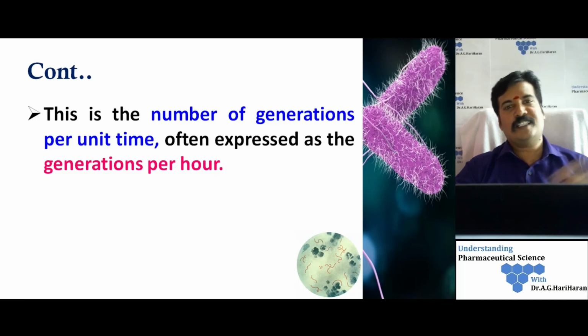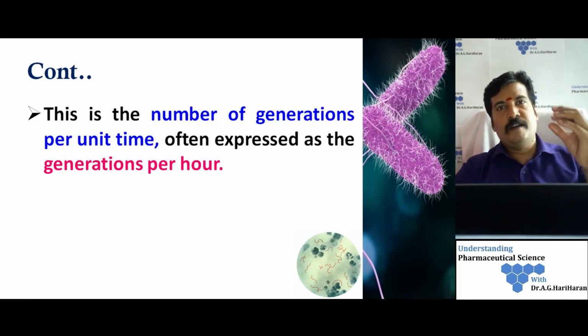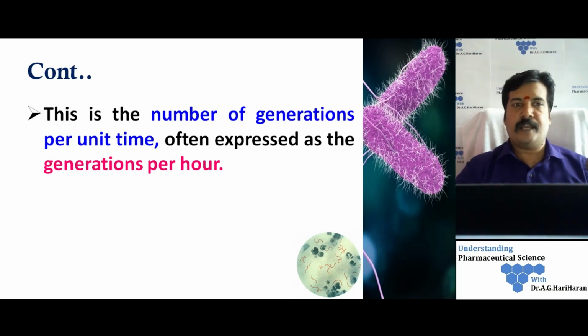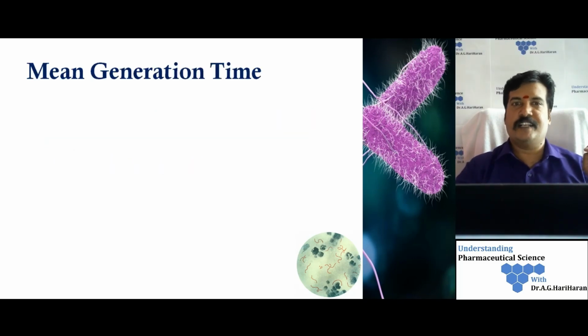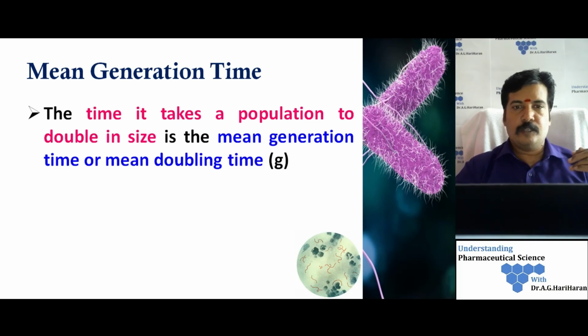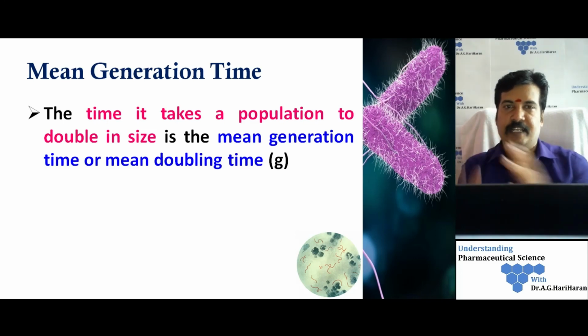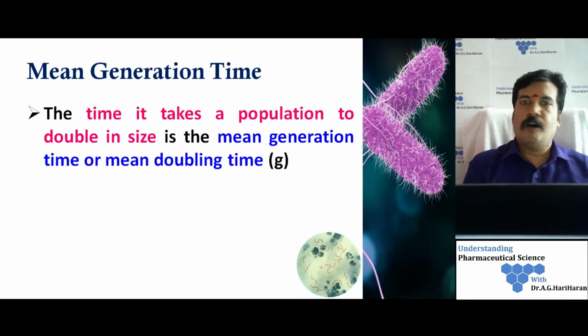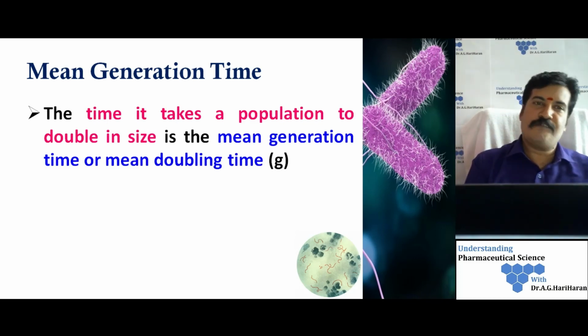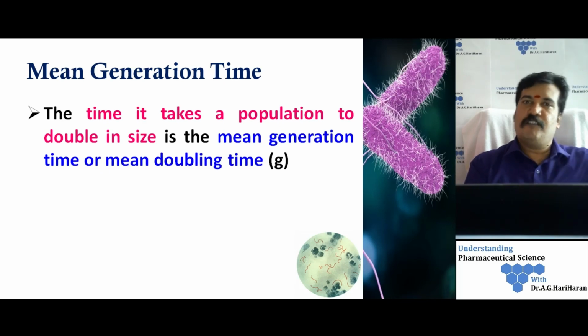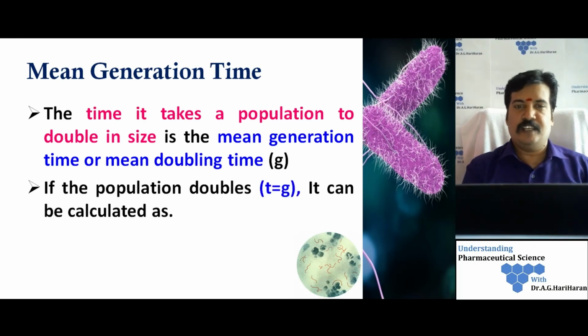So let us consider the mean generation time for every hour. What is that? We can calculate it. The mean generation time is the time taken for the population to double in its size exactly. That is the mean generation time or mean doubling time. So instead of n, for generation time we can take it as g. When t is equal to g, then it gives the mean generation time.